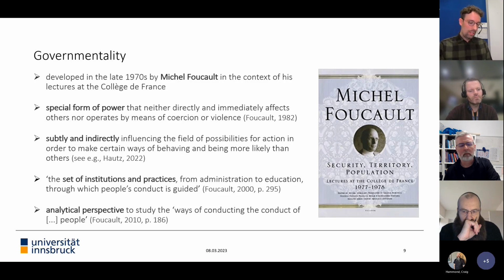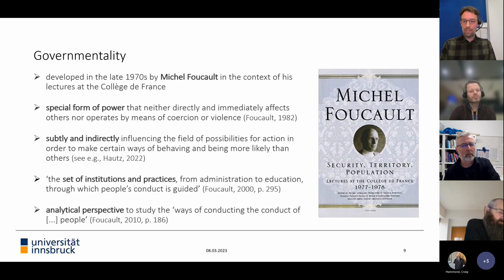By governmentality, Foucault refers to a particular form of power that neither directly nor immediately affects others, nor operates by means of coercion, force, or violence. This form of power aims to guide the actions of individuals and groups in more subtle and indirect ways, to make certain ways of behaving and being more likely than others. So it does not operate through discipline or surveillance, but through probabilities and perceived freedom.